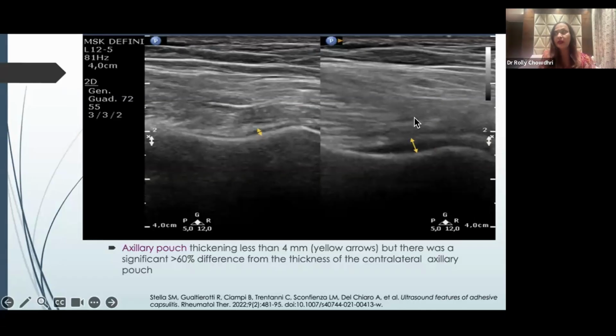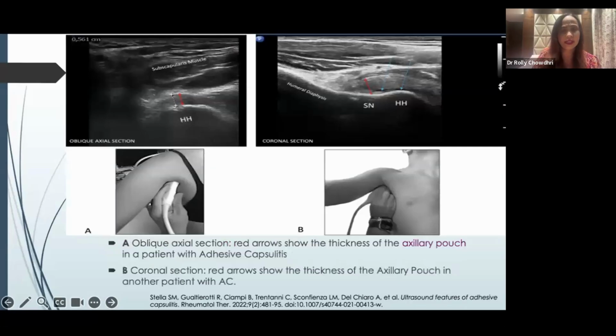We can compare with the contralateral normal shoulder. If the affected side is more than 60% thicker in the axillary pouch as compared to the contralateral shoulder, this is also considered one of the important signs. So if it's not fitting the criterion of 4 mm, but there is a more than 60% difference in the thickness of the axillary pouch, then we should consider it as significant. Again, I've shown you how I measure it: a thickened and hypoechoic axillary recess.